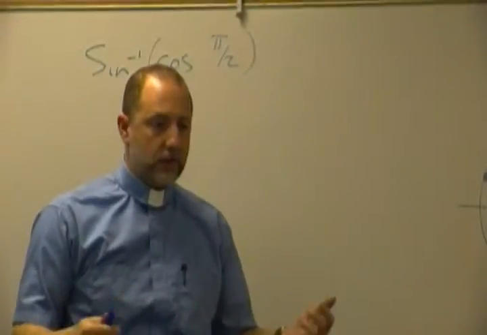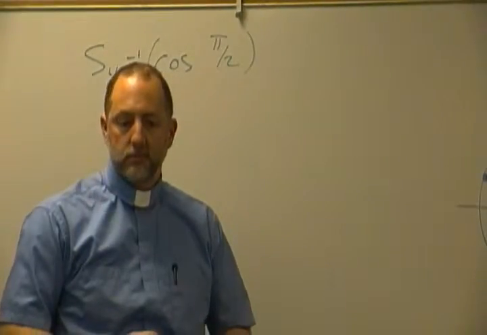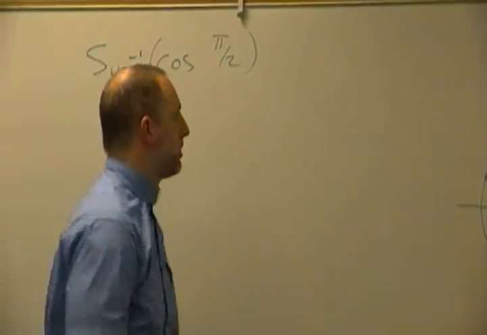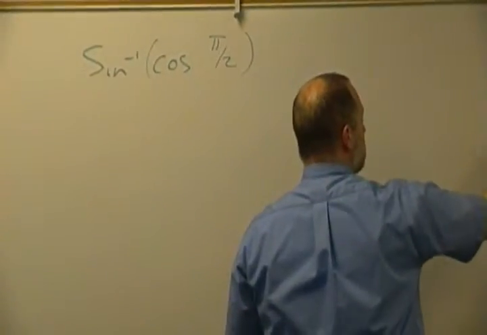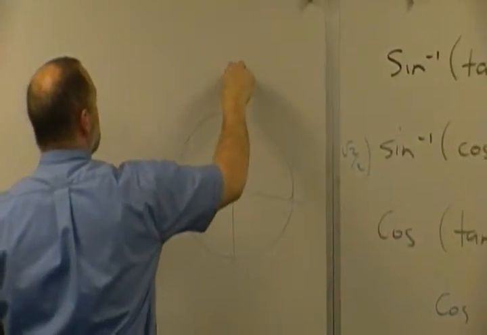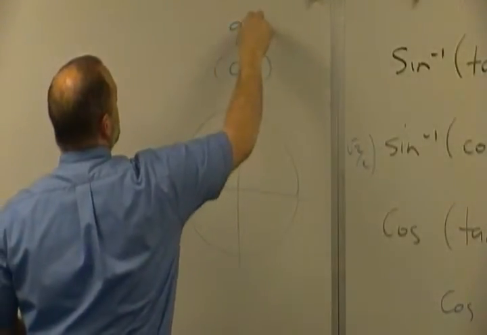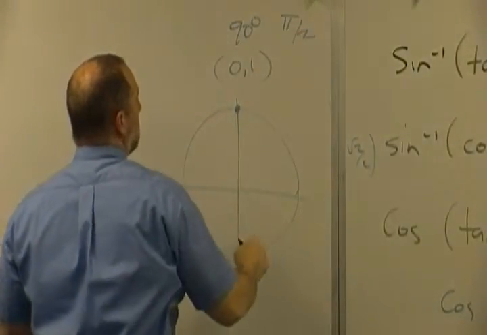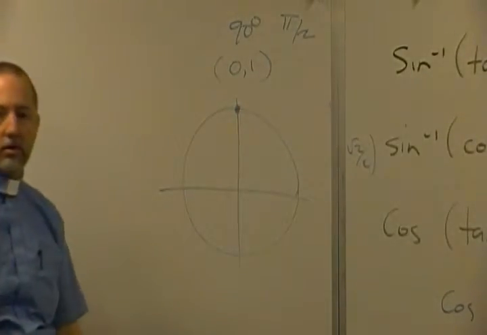Okay, the easiest way to do this kind of problem is just a step at a time. What is cosine of pi over 2? Zero. Yeah, if you look at your unit circle, and I'm going to redraw that now too because this guy's getting just a little messy now. If you look at your unit circle, 0, 1. That's at 90 degrees or pi over 2 radians.